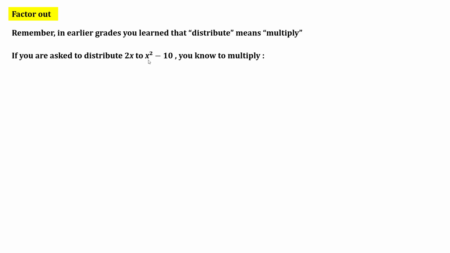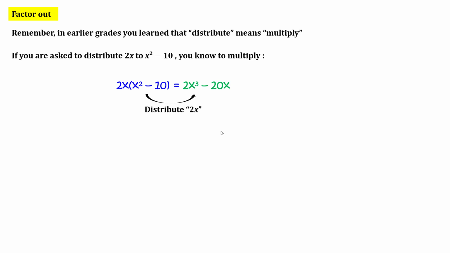So maybe distribute doesn't sound much like a mathematical term, but you learned that it's a command meant to tell you to multiply. So if you're asked to distribute 2x to x squared minus 10, you're distributing one thing to another. That's the language used. You know to multiply. So 2x distributed to x squared minus 10, you know to write 2x times, because you're multiplying by the whole x squared minus 10, you put parentheses around it, and that equals 2x times x squared is 2x cubed, 2x times minus 10 is minus 10x. So you distribute it.